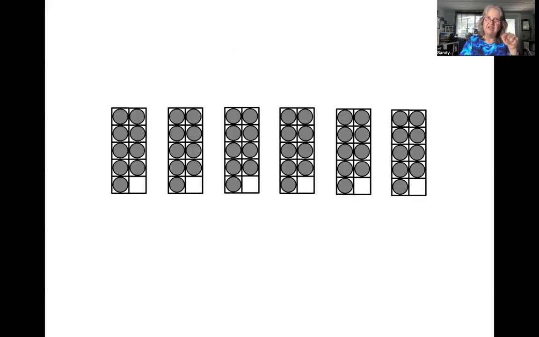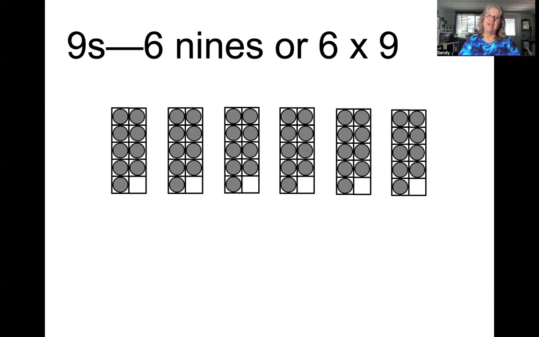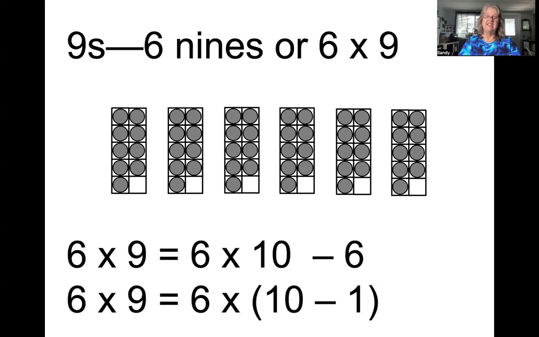And what we want them picturing is there's an empty space in each of those groups. So to find what 6 9s would be, well, I know 6 tens is 60, and then I removed one out of each group. So 60 minus 6, 54. Okay. Now, once we've got that, see, this is the distributive property. That's why it's working. We're thinking of 9 as 10 minus 1. So I can find 6 tens minus 6.